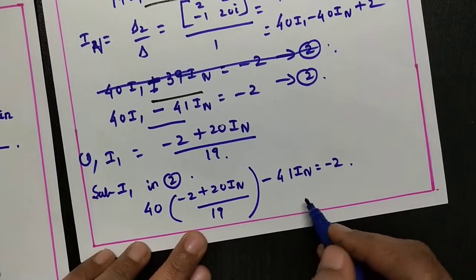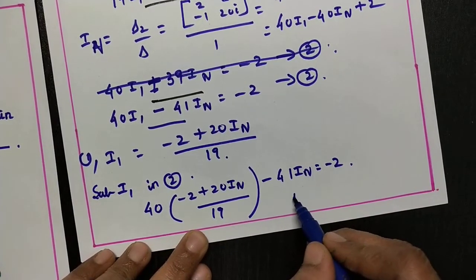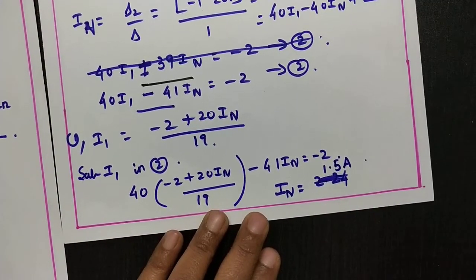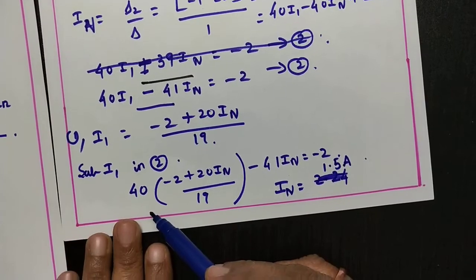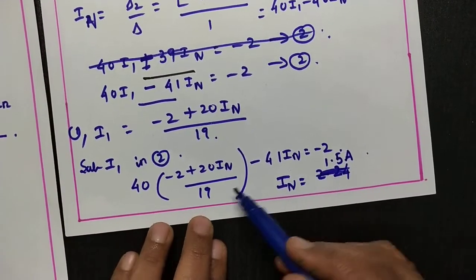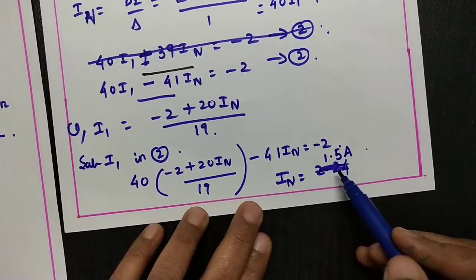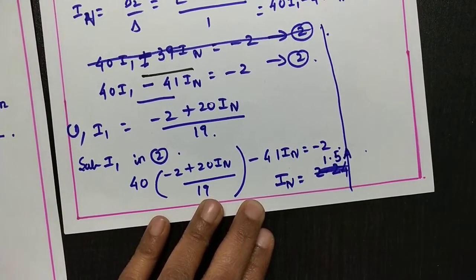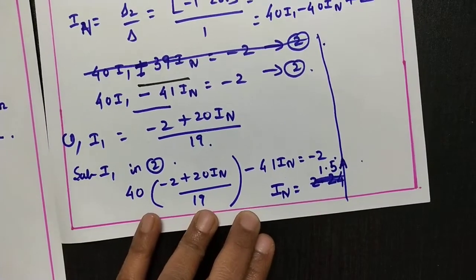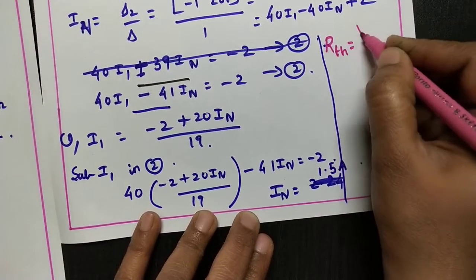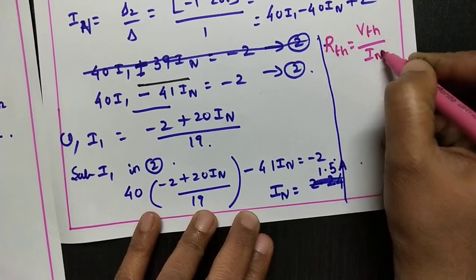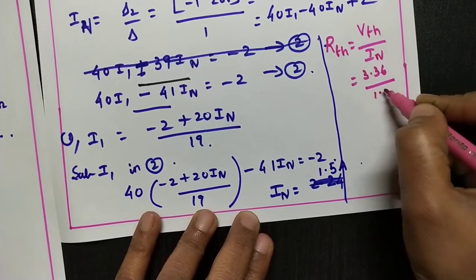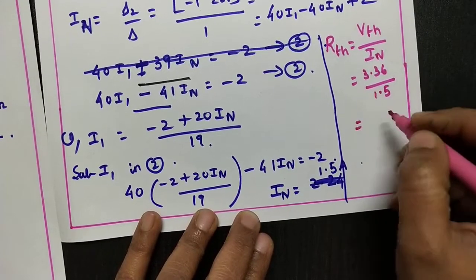Taking LCM and simplifying this, we found Norton's current as 1.5 amps. Now solving for RTH equal to VTH by IN. We already found VTH as 3.36 volts, divided by 1.5 amps.